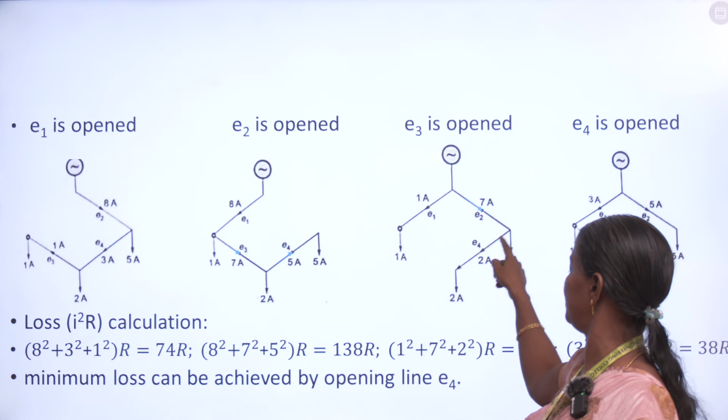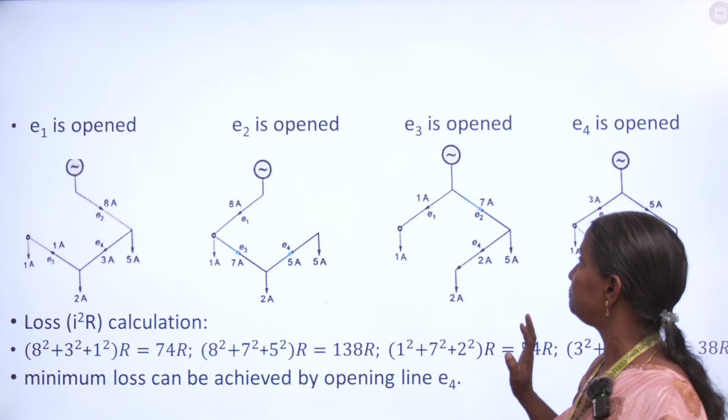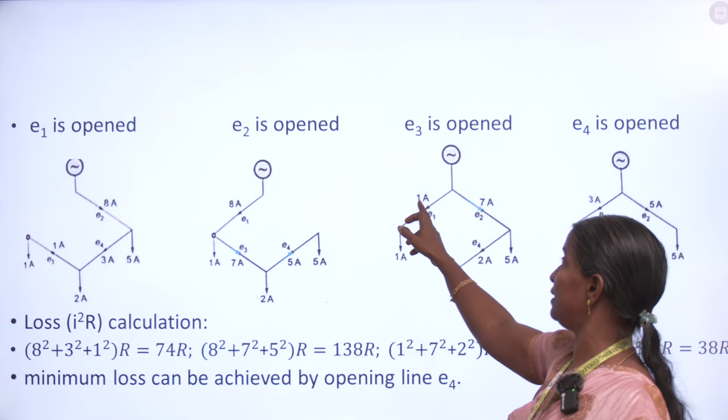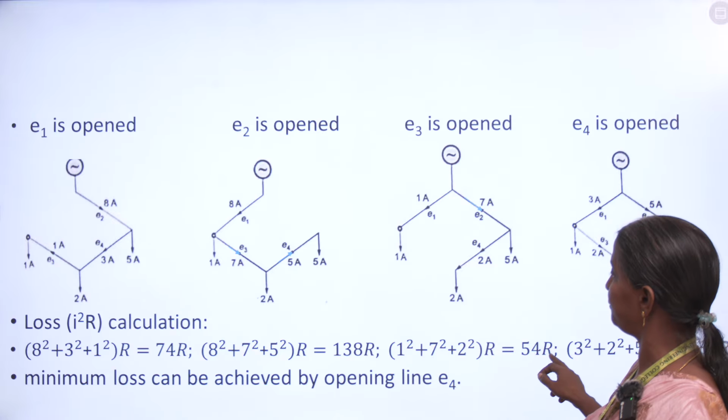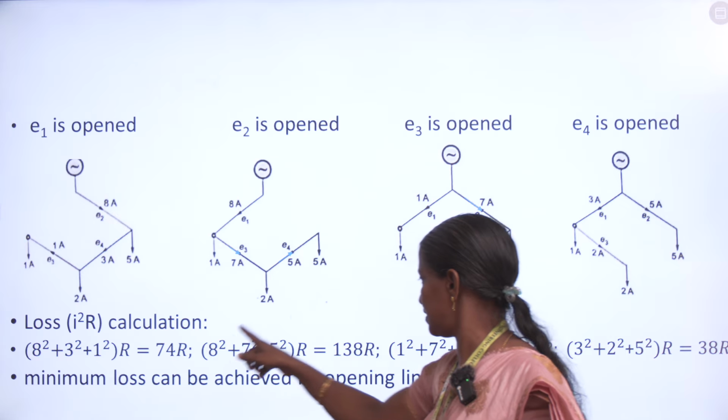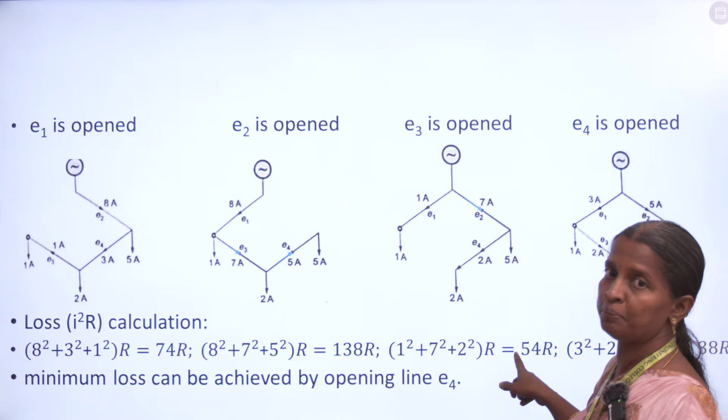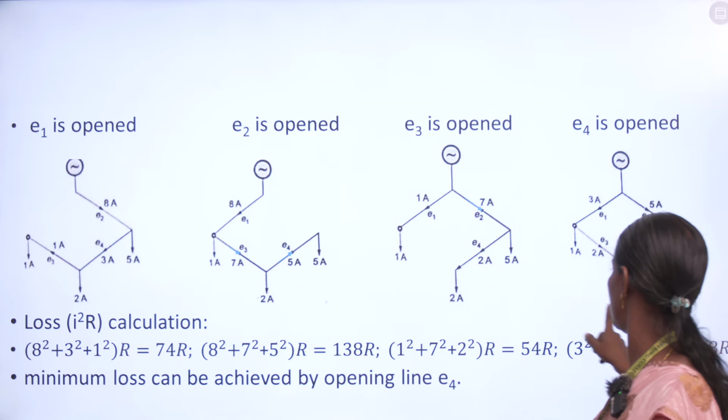So 7 minus 5, 2 amperes will be flowing here. The I square R loss will be 1 square plus 7 square plus 2 square into R. I am getting 54 R. When compared with the first and the second one, it is having the minimum loss. Let us see the last option.